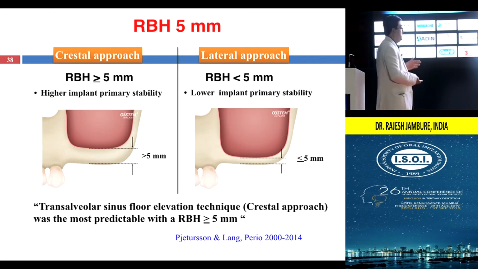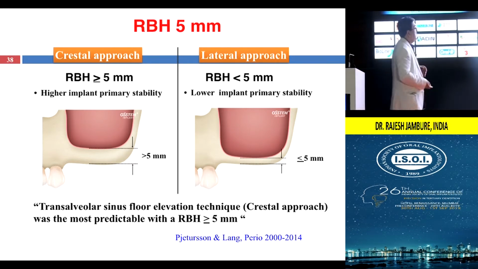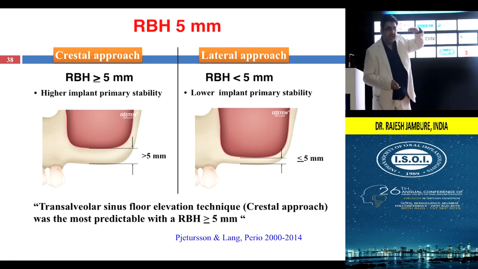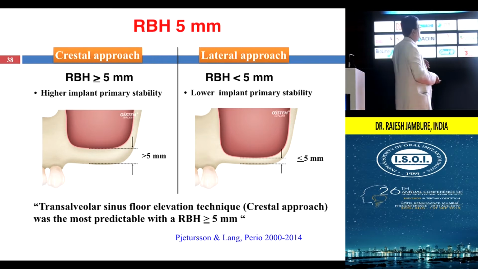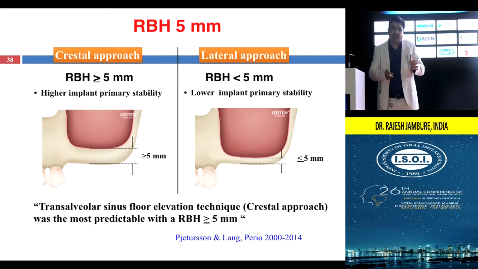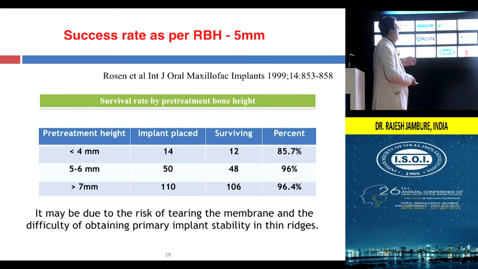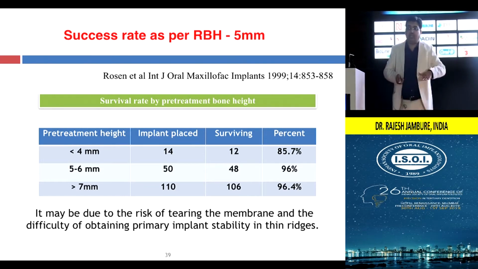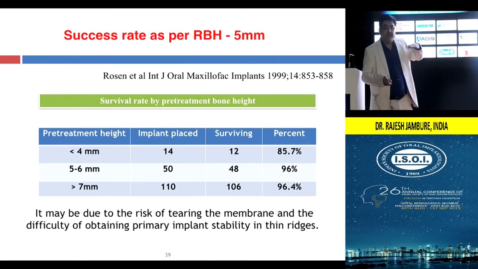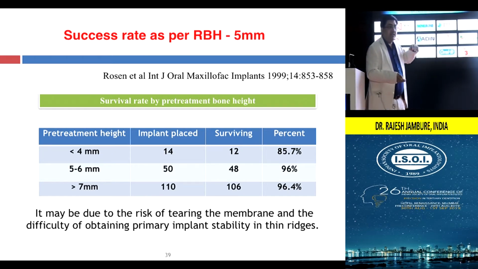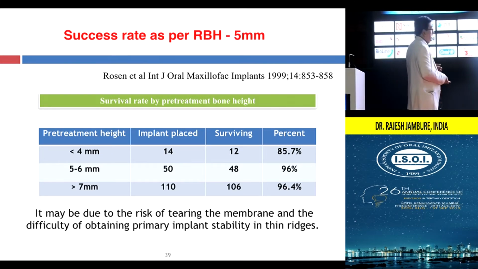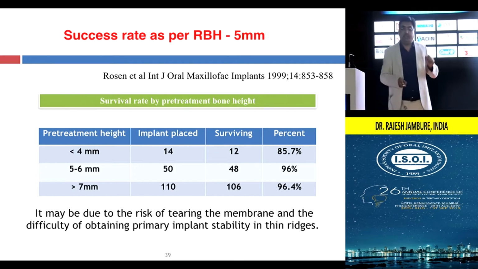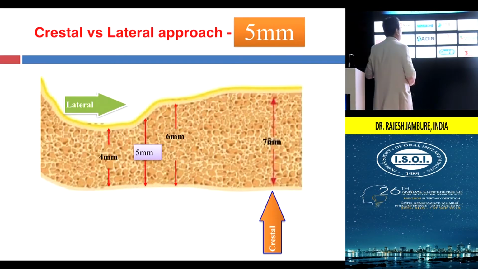Now after 2000, if you see these particular articles by Peterson and Lang, they say that 5 millimeter should be the criterion to select between a crestal and lateral approach. Now to get primary stability, they mentioned that 5 millimeter is good. And this was the article by Rosen, where they mentioned that the success rate drastically goes down. Like if it is 96% for above 5 mm, then if it is 4 and below, the success rate goes down to 85%. It can be because of membrane perforation, and it is difficult to achieve primary stability in those cases. So these are some of the guidelines which are given.